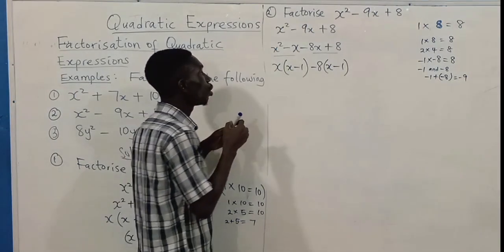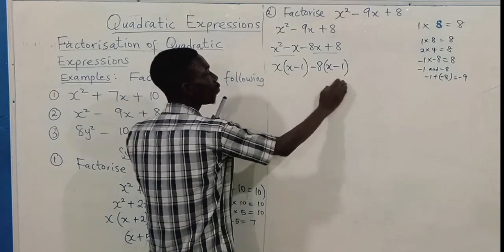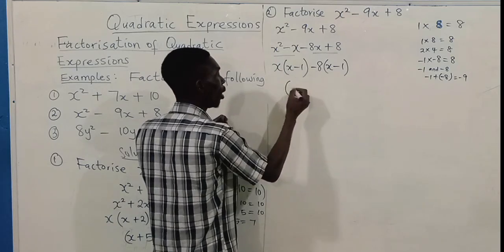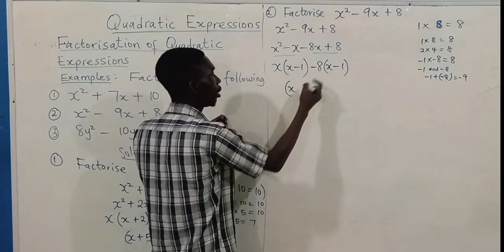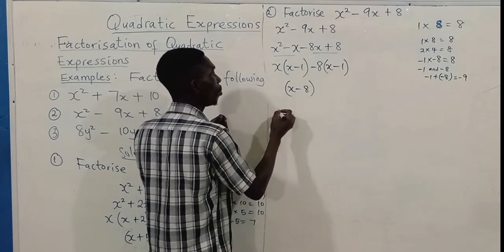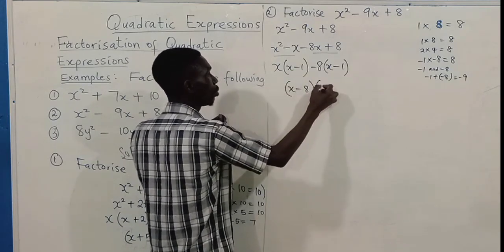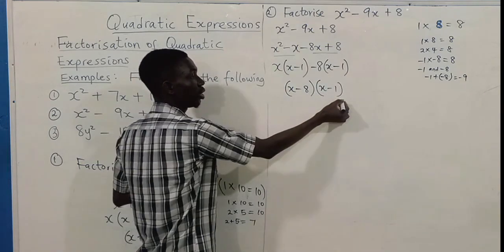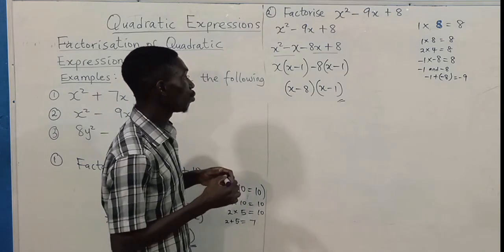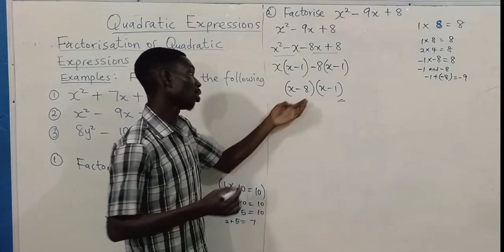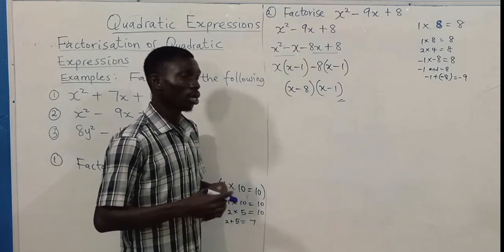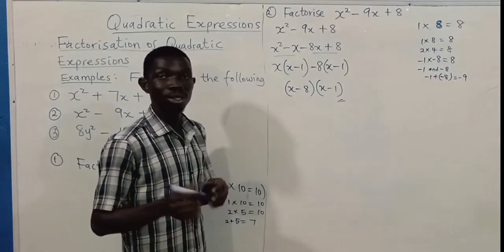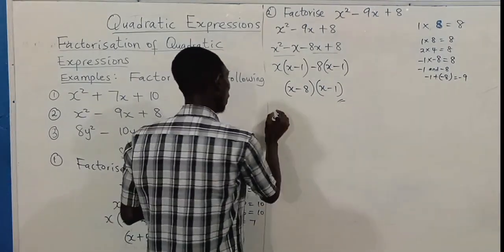Okay? So we continue. When we finally factor this, we are going to get x and minus 8 to form a bracket, and then we take one of these, x minus 1, to form the other bracket. So these are the two factors of this quadratic expression. So we'll take the last one for today.